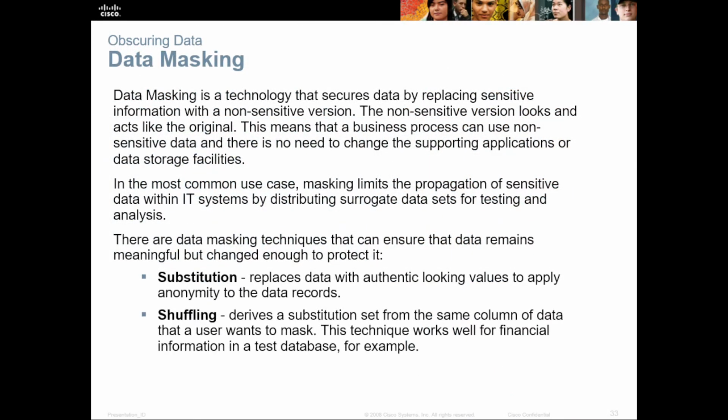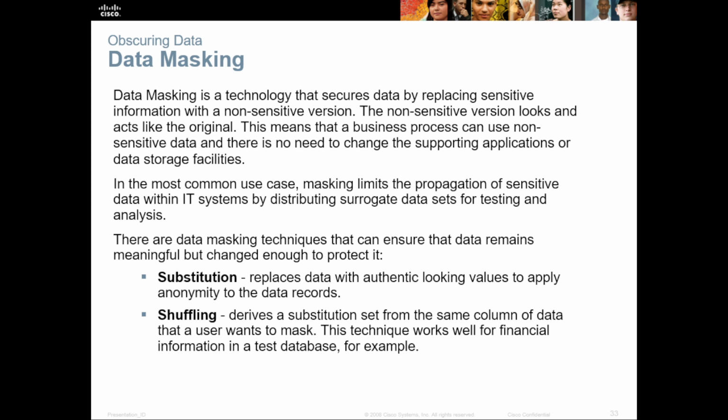Data masking is a technology that secures data by replacing sensitive information with a non-sensitive version. The non-sensitive version looks and acts like the original. This means that a business process can use non-sensitive data, and there is no need to change the supporting applications or data storage facilities. In most common use cases, masking limits the propagation of sensitive data within IT systems by distributing surrogate data sets for testing and analysis.